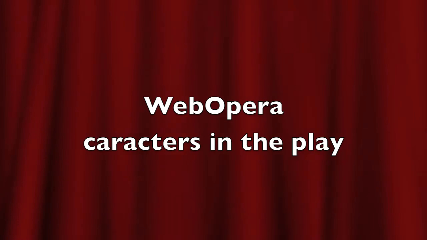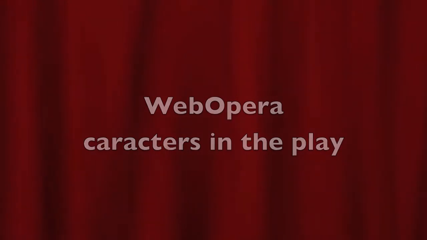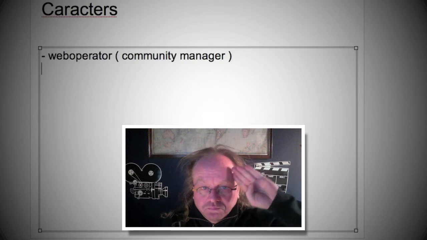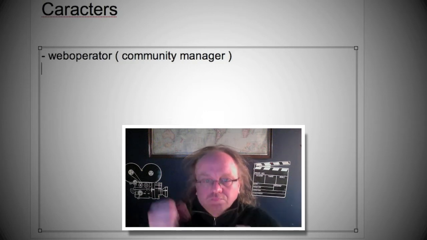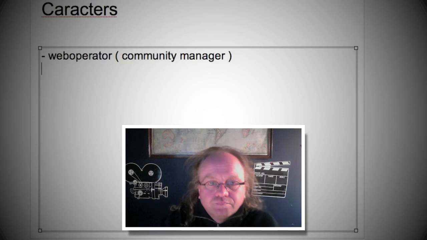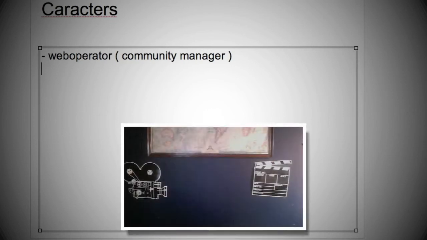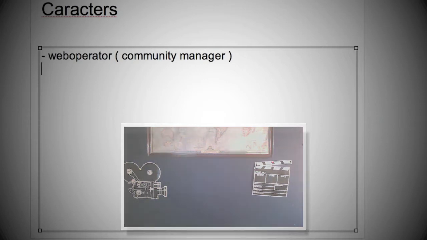Now we have to see what characters we need. We need a web operator. This is the community manager. In the first step, it's the person who is driving the starting of the web opera. After that, this character will be taken by somebody else from the company or from the project.